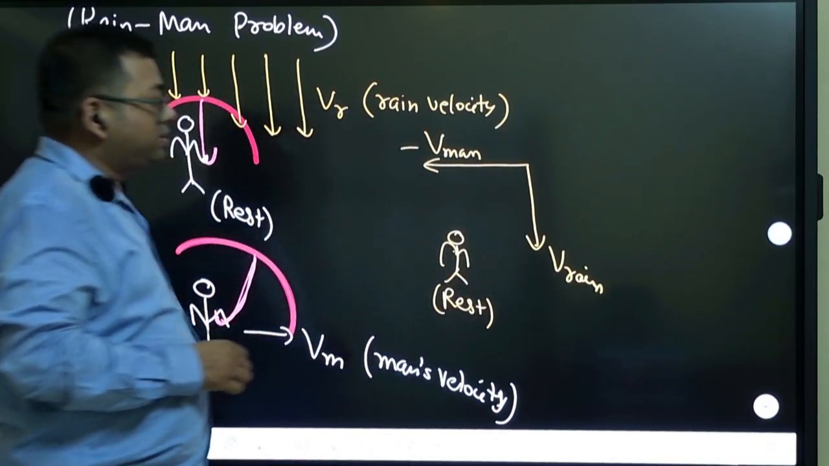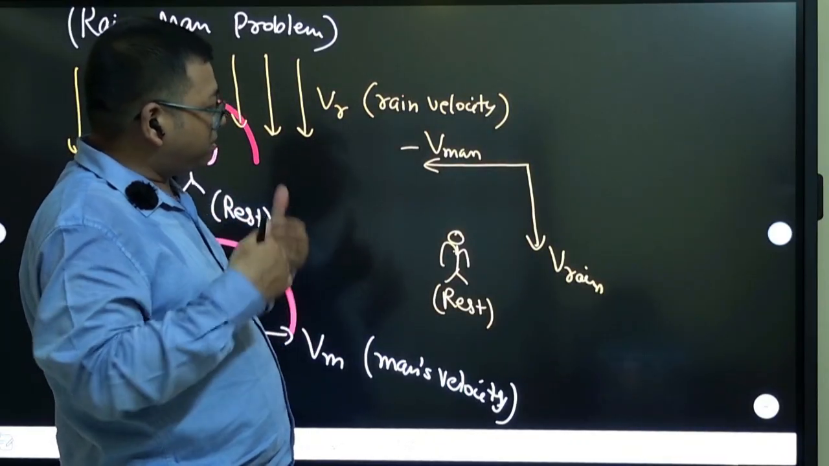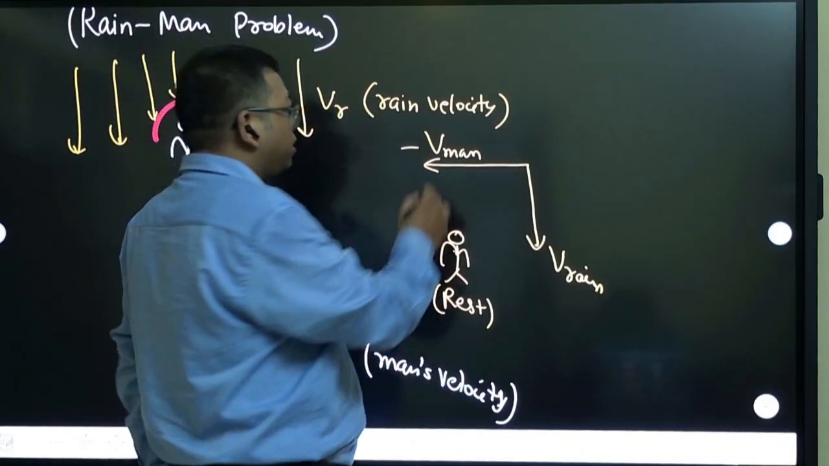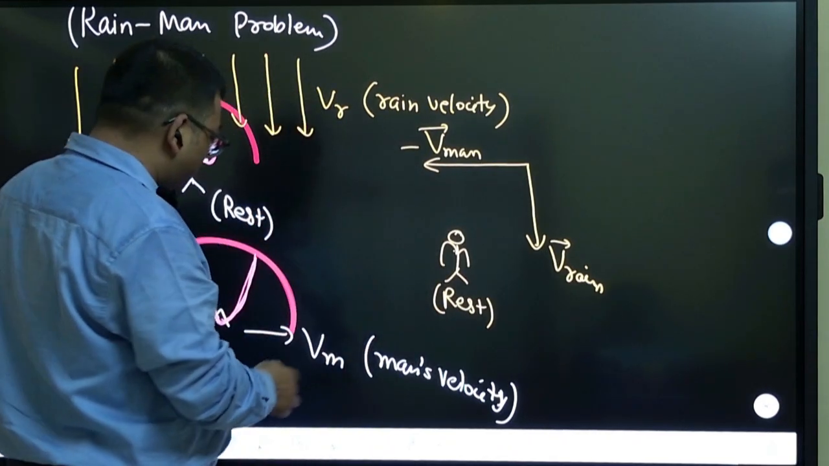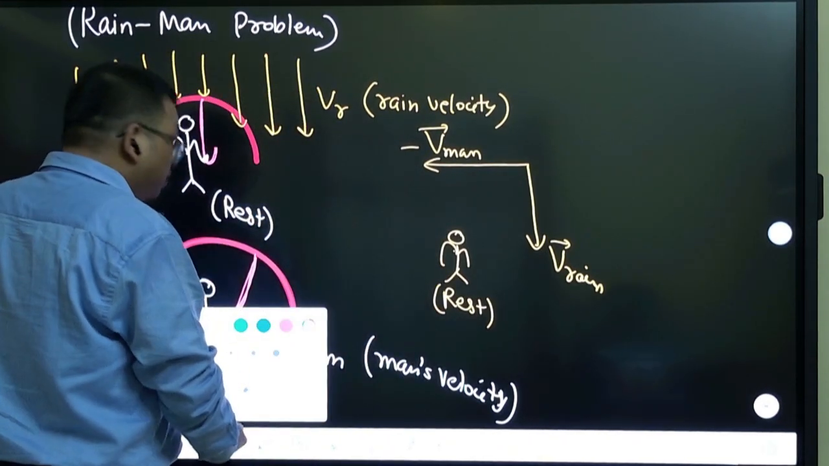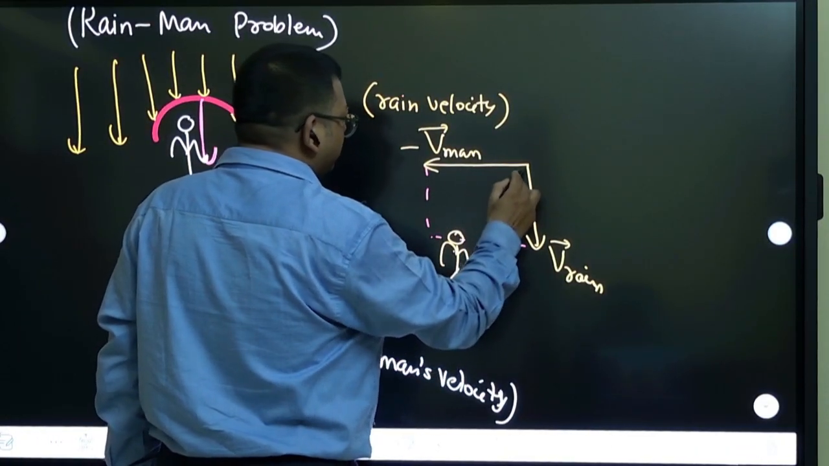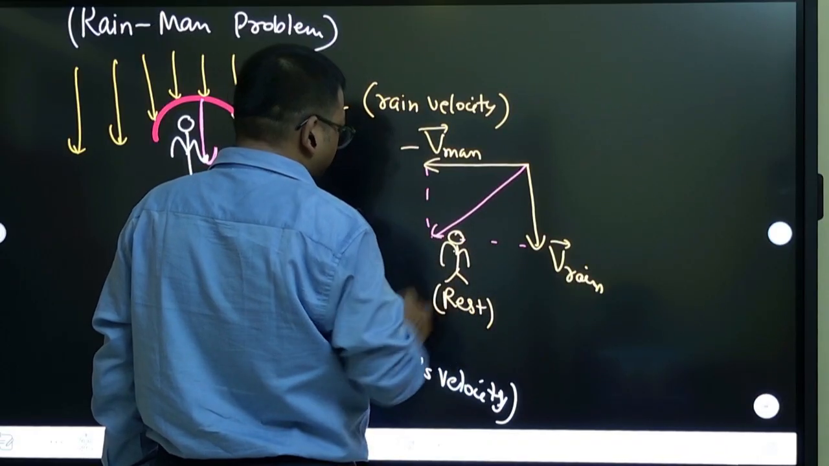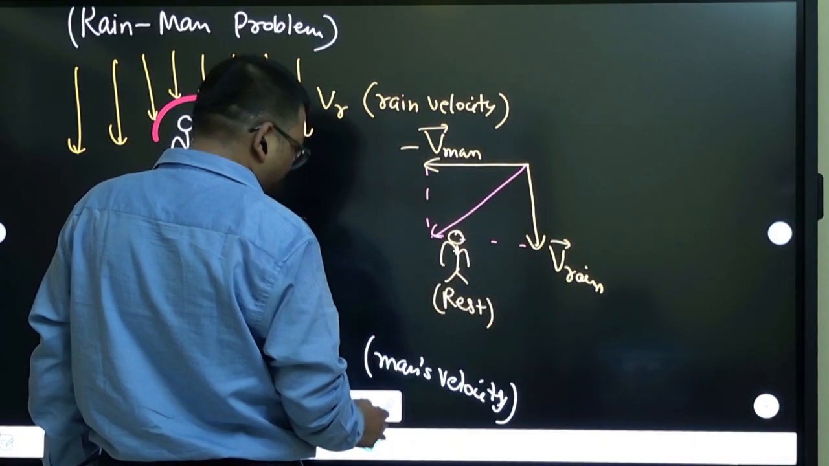Okay, note that this is what the man is seeing, right? The man is the observer, so we have to give his velocity as negative. Note that these are vectors. Now the resultant of these two vectors will be what? Let us add these two vectors. When you add these two vectors, the resultant might come in this direction.